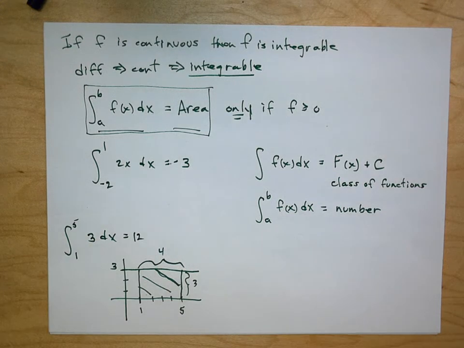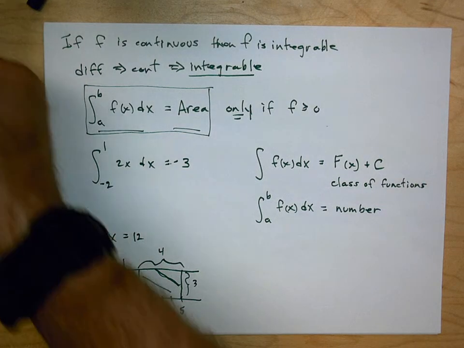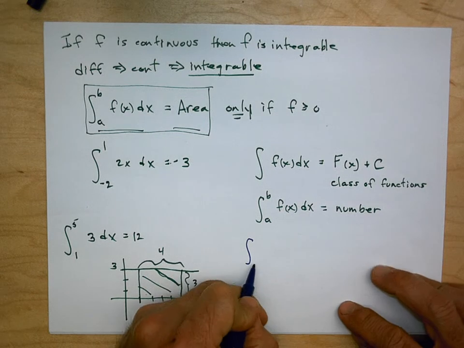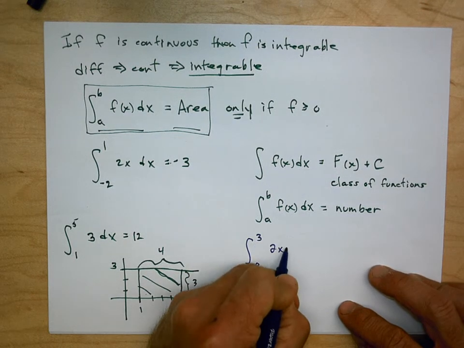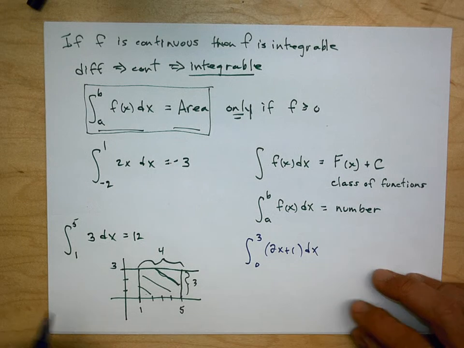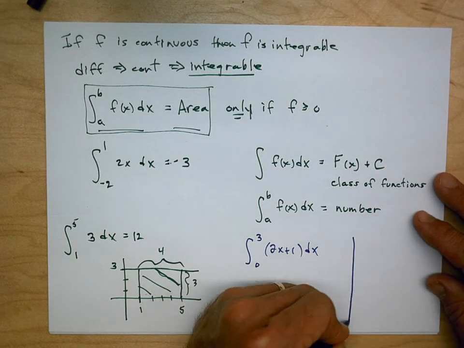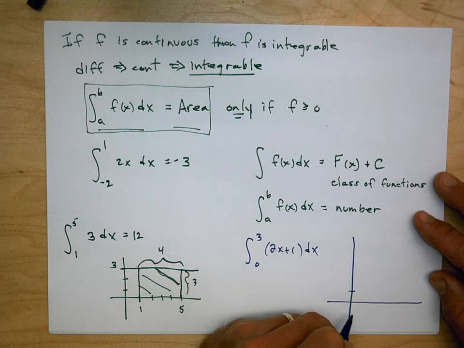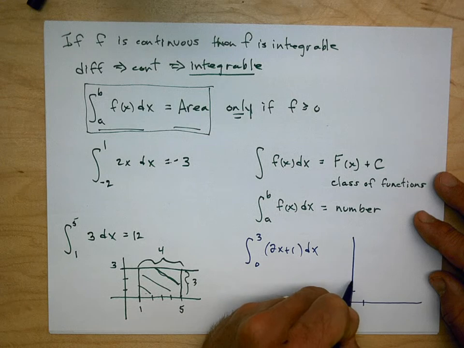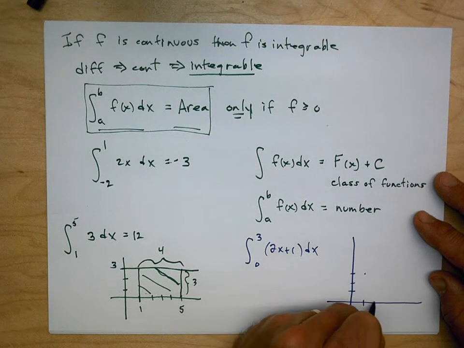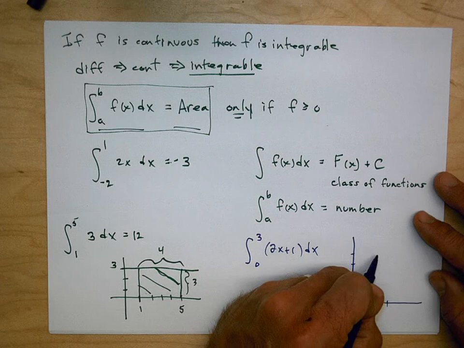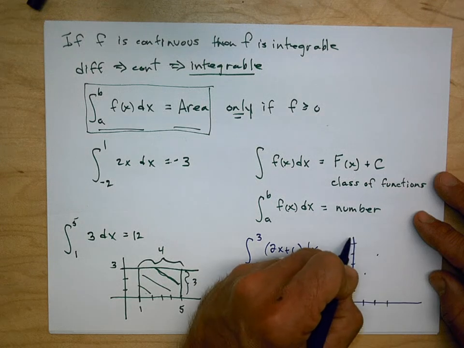Just looking at another example like this, we could find the area from 0 to 3 of 2x plus 1 dx. So again, I encourage you to draw a picture of what we're looking at here. We know that this is a line, y-intercept of 1, and a slope of 2. So we're looking from 0 to 3. If I put in 1, I'm at 3. If I put in 2, I'm at 5. And if I put in 3, I'm up here at 7.